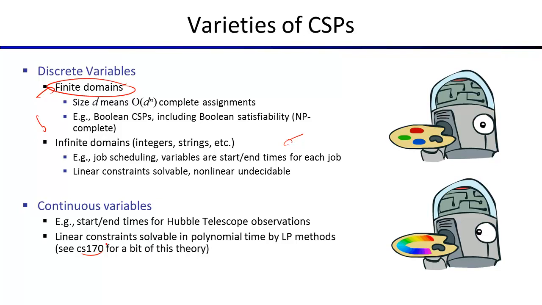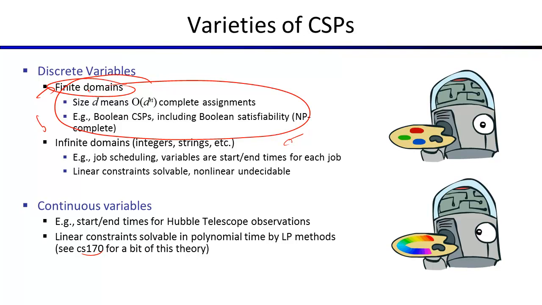So continuous variables definitely have infinite domains. Not every domain has an infinite number of values, but a continuous variable does. Okay, so we're going to look at this slice over here. One thing to keep in mind is that this includes Boolean satisfiability problems.